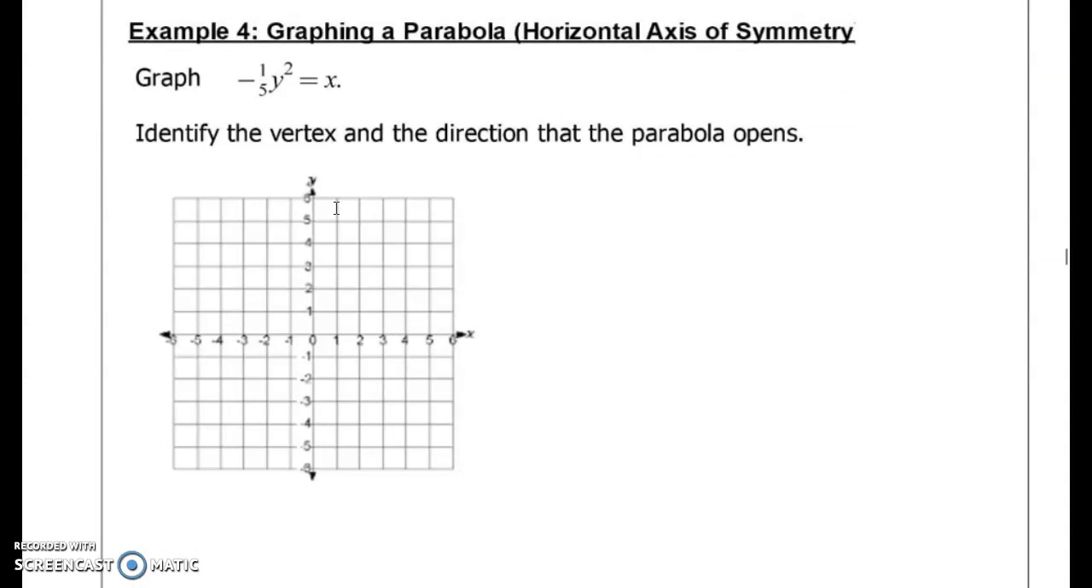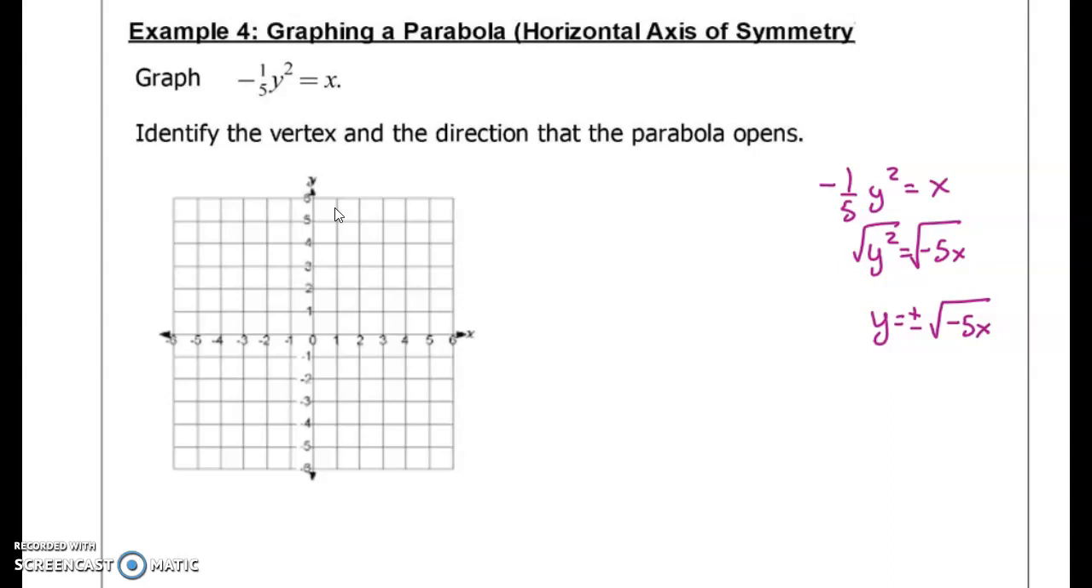Okay, example 4 says how to graph a parabola. And so on this equation, we have negative 1/5 y squared equals x. So if I go ahead and work on rewriting this to where y is by itself, the first thing I'm going to do is multiply times negative 5. So I'll have y squared equals negative 5x. And then I'm going to square root the negative 5x. So I'm going to have y equals plus or minus the square root of negative 5x.